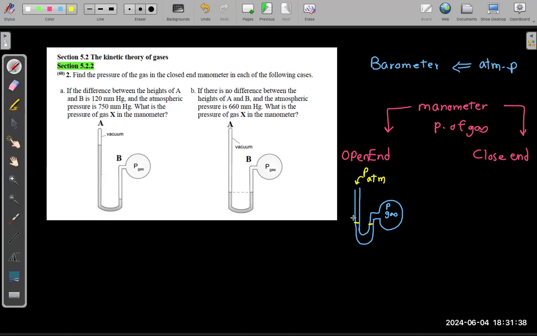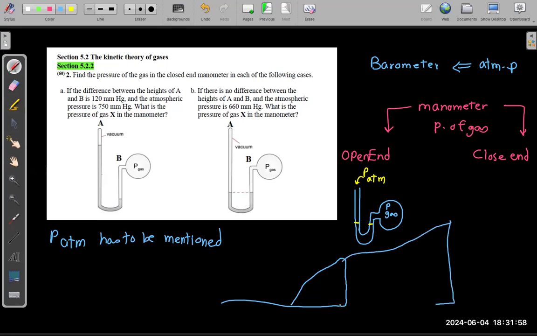So what is the atmospheric pressure? The pressure of the atmosphere has to be mentioned every time. Why does it have to be mentioned? Because it differs, right? If you are at sea level, the atmospheric pressure differs from if you are on a mountain, on the Himalayas. As you go up, what happens to the atmospheric pressure? As you go up, the atmospheric pressure decreases.